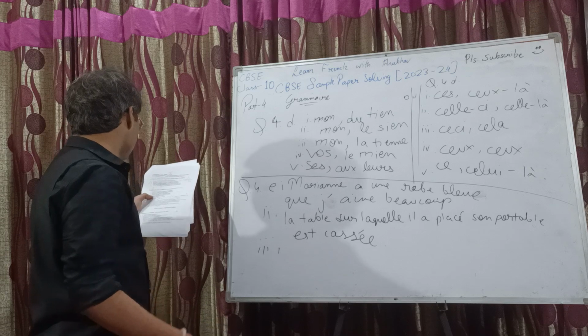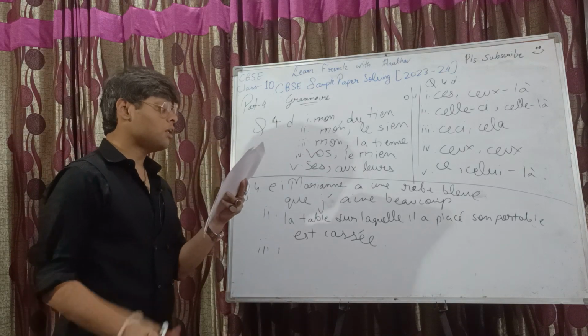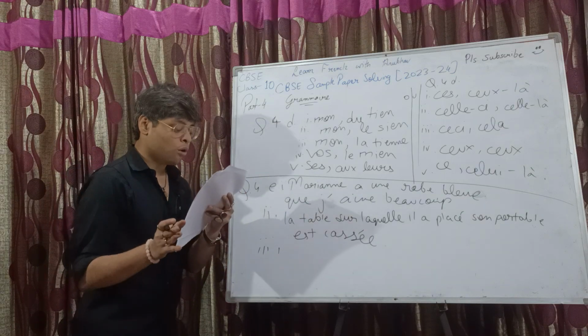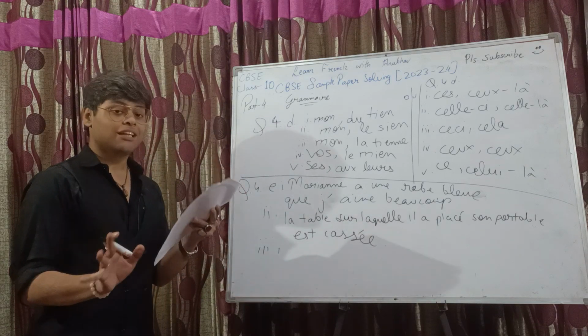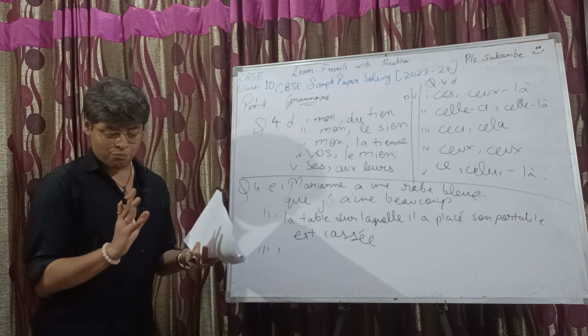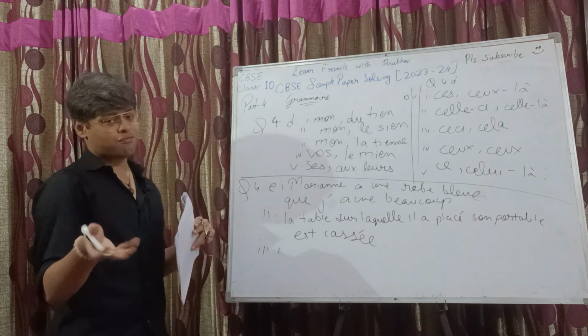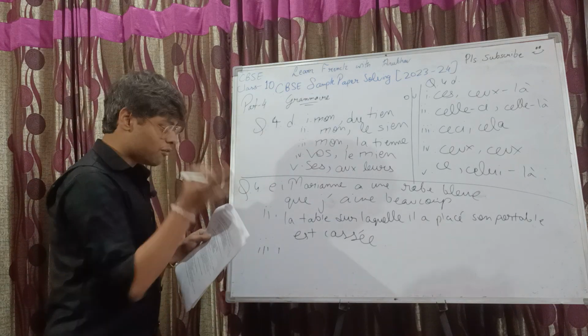Number three, we have Pauline a finalement acheté le livre. Pauline has finally bought the book. Elle en avait besoin. She was in need of it. So when there's besoin, most of the times we are using dont. Okay. Dont translates to of which, from which, of what, from what.